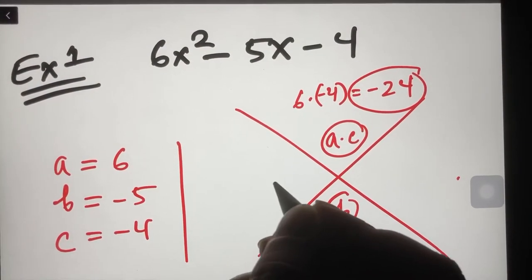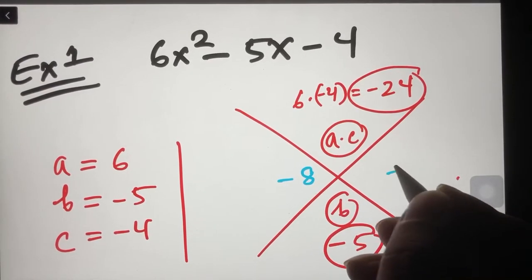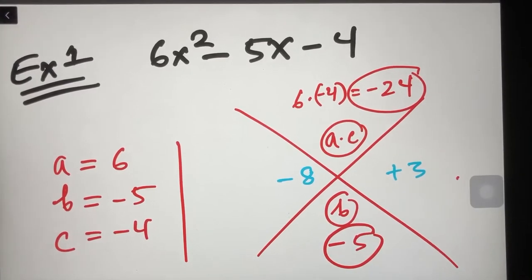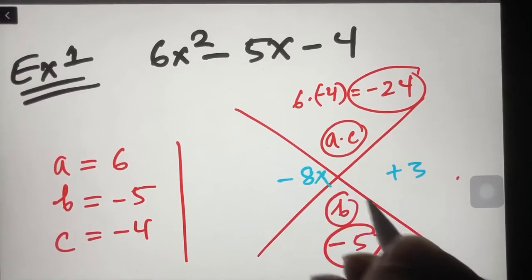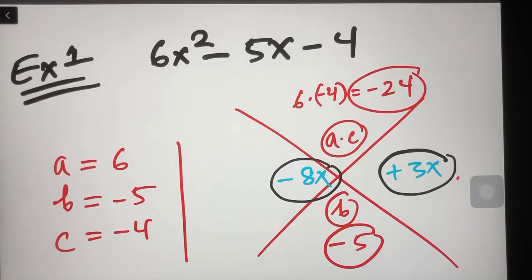All right. So those two numbers are negative 8 and positive 3, right? Negative 8 times positive 3 is equal to negative 24. Negative 8 plus positive 3 is negative 5. So that's fine. Okay. So now, we found our numbers, so what's next? What you want to do is multiply these numbers by x, okay? So you want to have negative 8x and positive 3x.